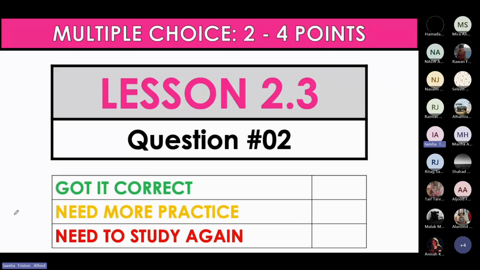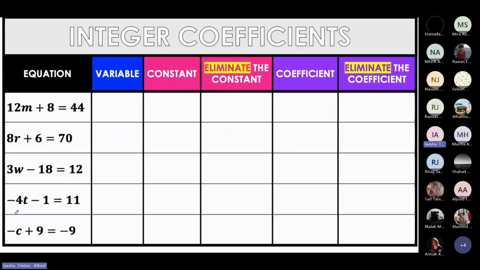Next up, we have lesson 2.3. This is question number 2. Lesson 2.3 is about two-step equations. So let's see if you can do the 2 steps. What's your variable? M. What's your constant? Positive 8. Remember, we want to make the constant 0. How are you going to make it 0? Subtract 8. Good.